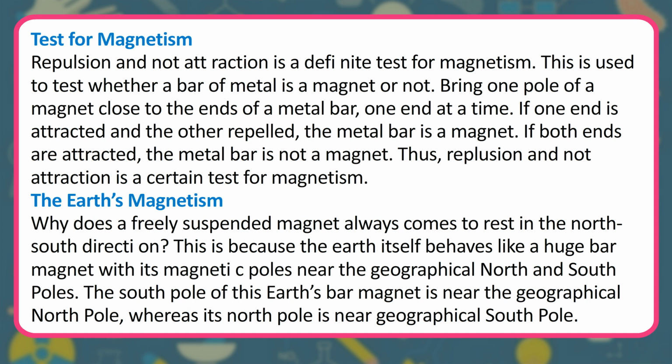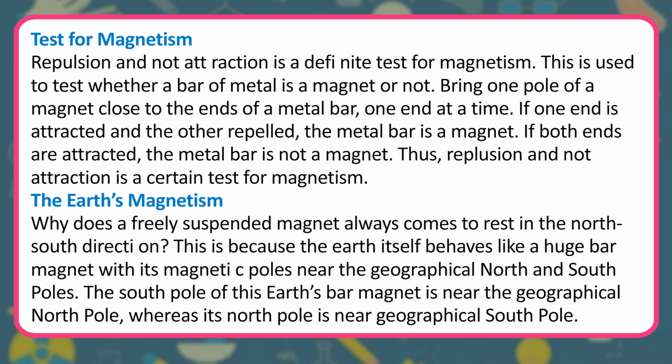Bring one pole of a magnet close to the ends of a metal bar, one end at a time. If one end is attracted and the other repelled, the metal bar is a magnet. If both ends are attracted, the metal bar is not a magnet. Thus, repulsion and not attraction is a certain test for magnetism.